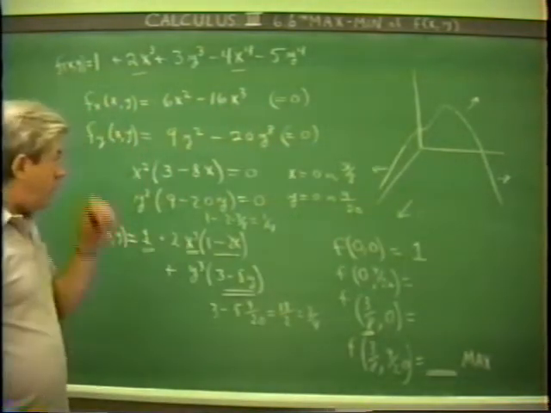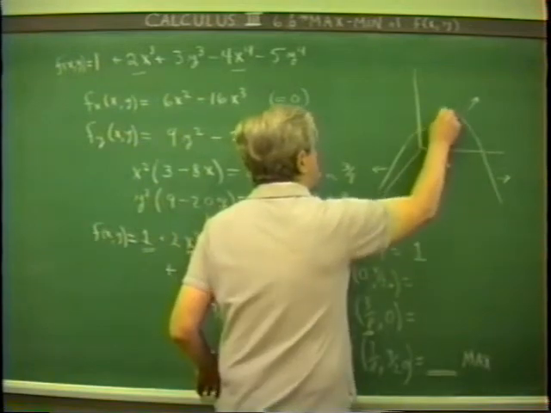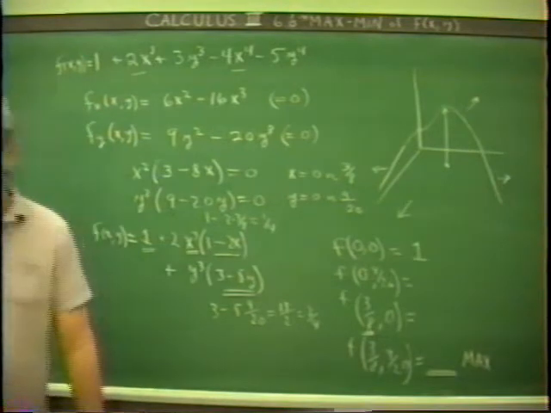Now this is not a minimum. The function does not take on its minimum, and this point right here, 3/8, 9/20, is where the maximum occurs.